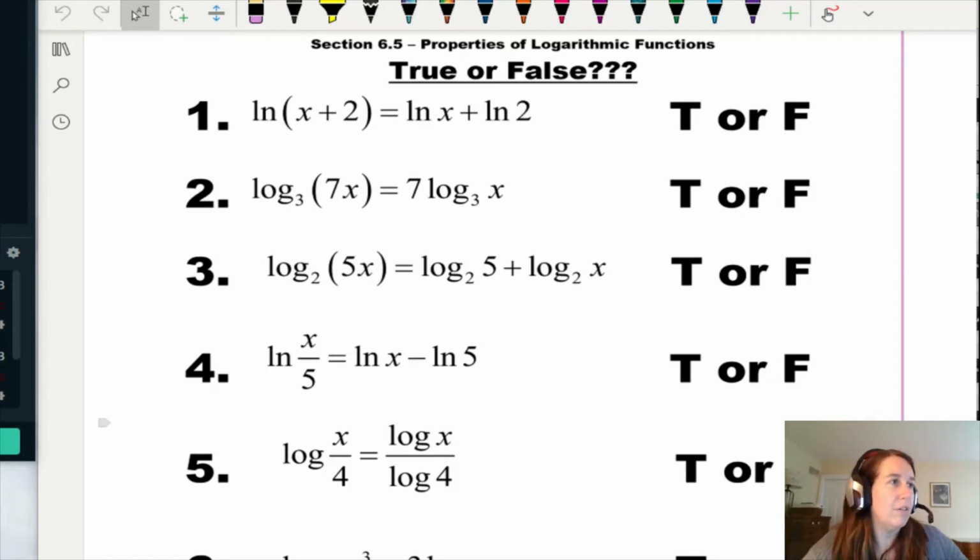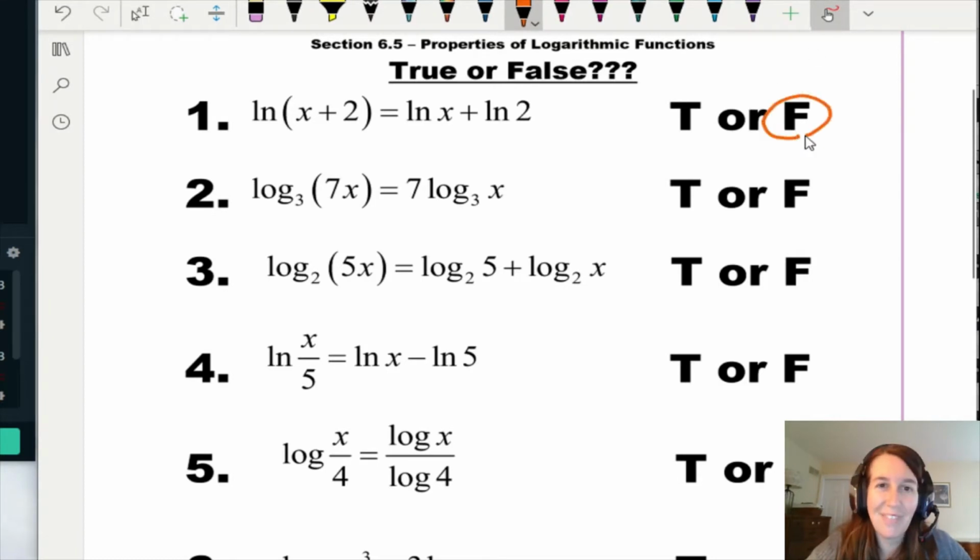Okay, so the first one, number one, did you get false? Okay, hopefully you did. The natural log of x plus 2 is fine, but you can't separate it out into two logs this way. This side of the equation would be using the product property. This would be the natural log of 2x because it would need to be x times 2, okay?